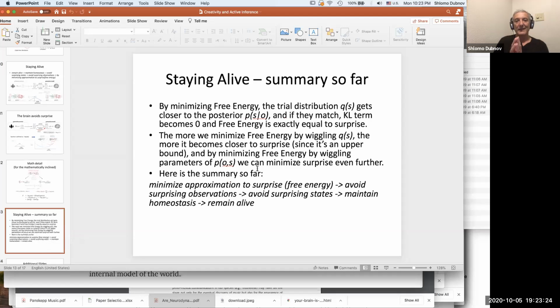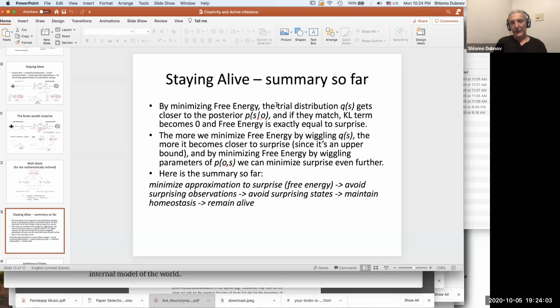So I think this is kind of the summary. It was a long lecture, but I think it was important because once we establish this basic premise, the rest is a lot of applications of the same principle, the same concept. So by minimizing free energy, okay, we have this trial distribution. Trial distribution means what your brain is able to approximate. So you have this kind of imagination or approximations of ideas which are internal to your brain.